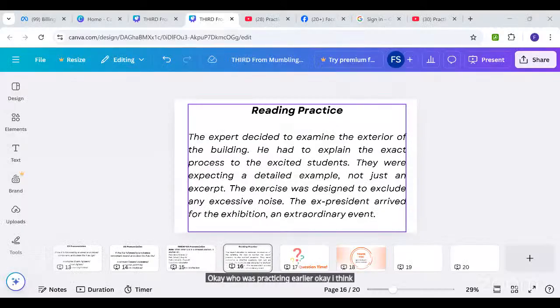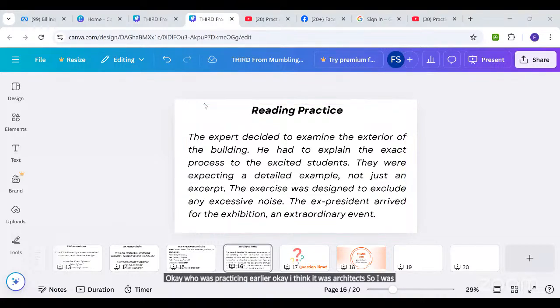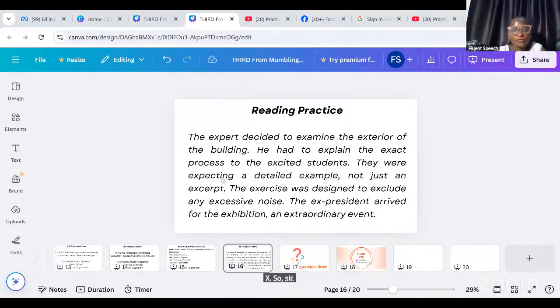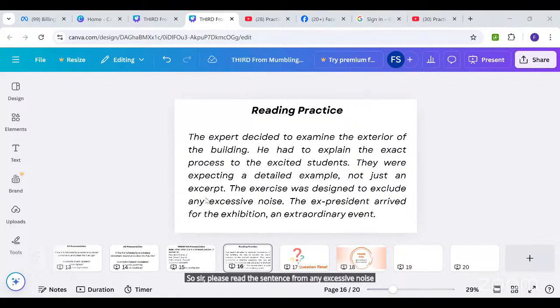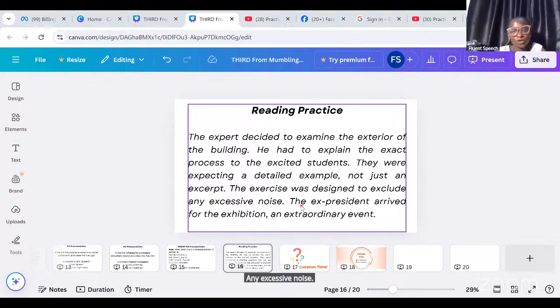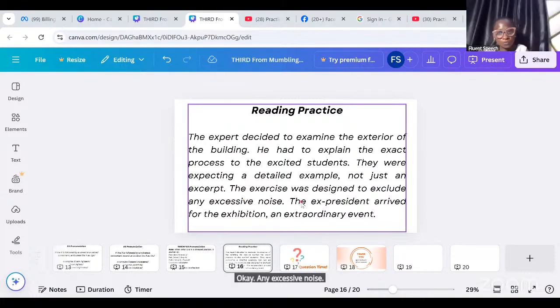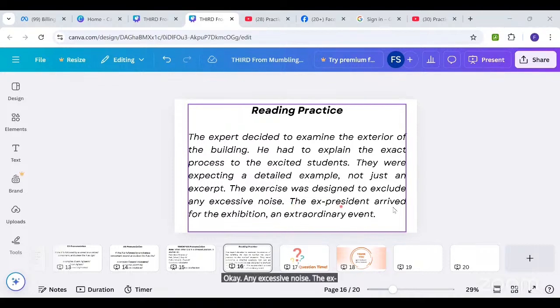Okay, who was practicing earlier? I think it was architects. So I was explaining that when we have words that start with prefix EX, the EX would always sound X. So sir, please read the sentence from any excessive noise. Any excessive noise. Keep reading, sir. You need to stop at arrived. Okay. Any excessive noise. The ex-president arrived. Thank you, sir.